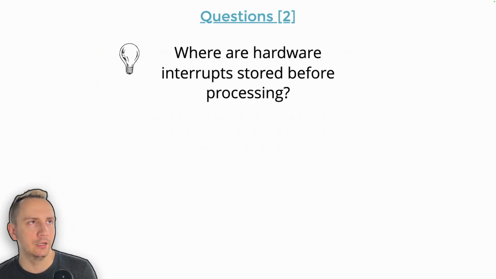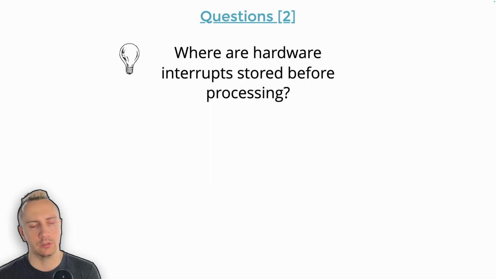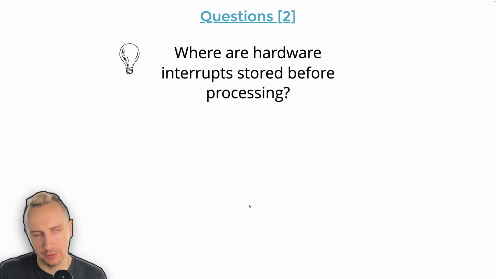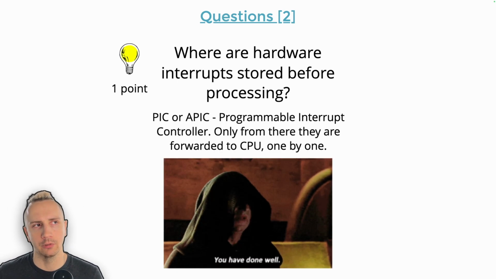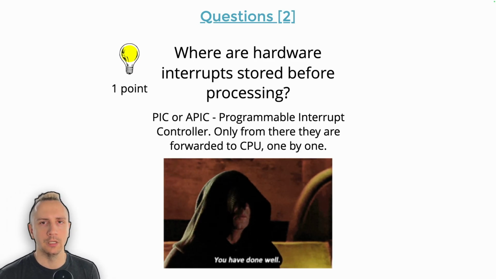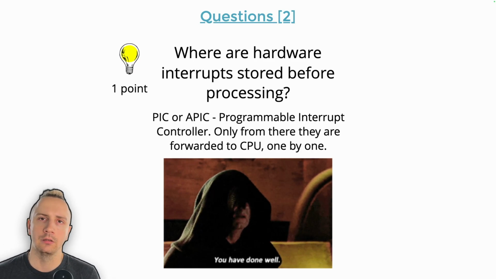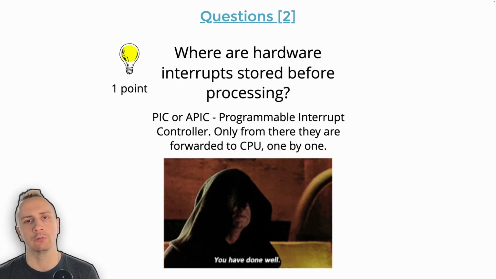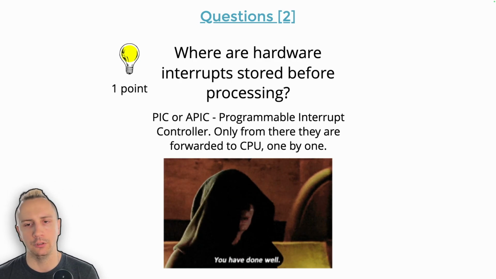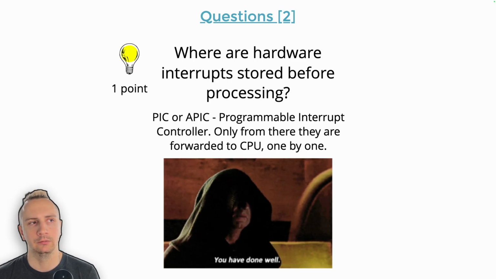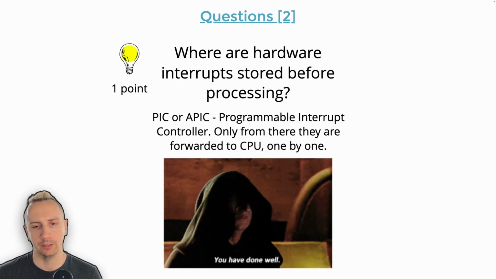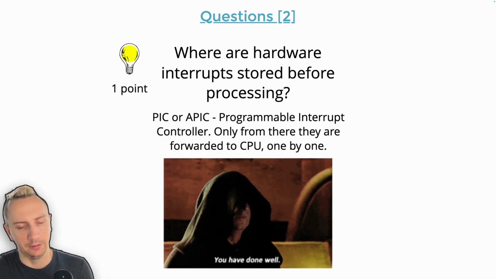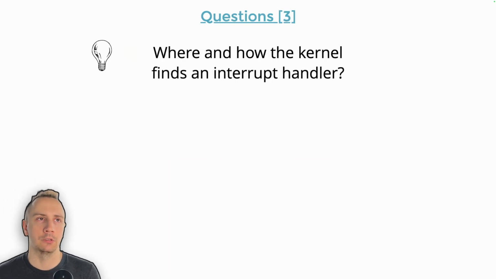Another question: where are hardware interrupts stored before they are processed by the CPU? Put the video on pause and think, and I will reveal the answer now. They are stored in the PIC or APIC, the Programmable Interrupt Controller. Only from there are the interrupts forwarded to the CPU one by one. In the PIC, they are stored in a queue and are forwarded one by one because the CPU cannot handle them all in parallel, and it might be unable to handle any of them right now if it's busy with some uninterruptible work.